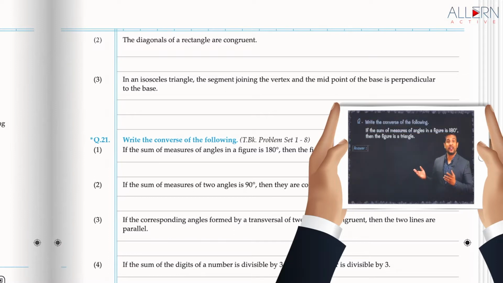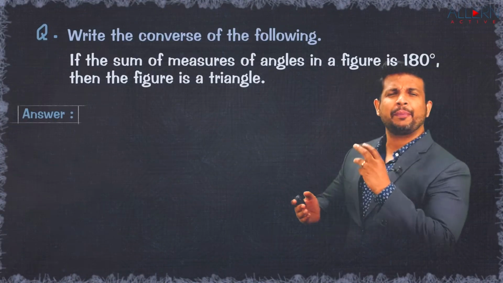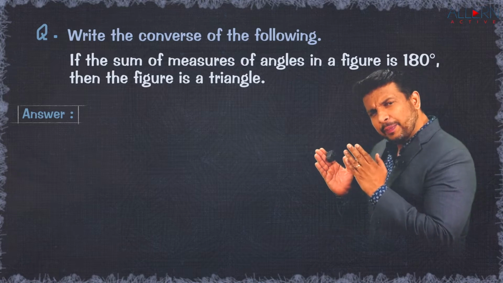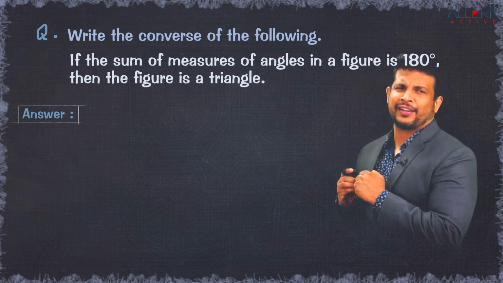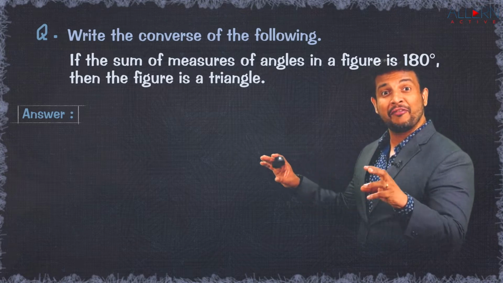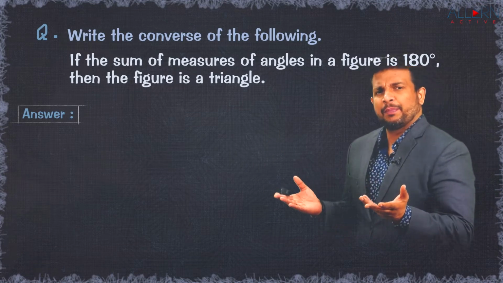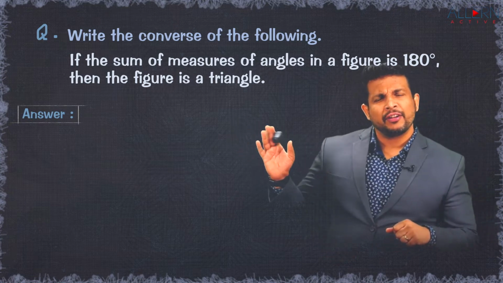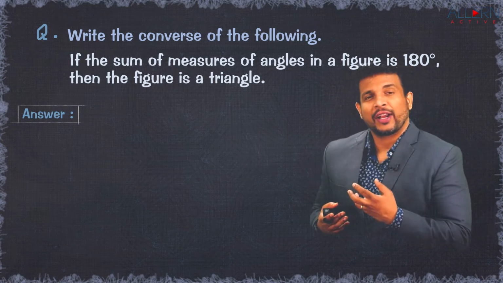Hey, this is so easy. We are supposed to write the converse of the given statement. Now, when we look at this statement very clearly, one thing we understand is that it's already in the conditional form. It is in the if-then format, isn't it? Very simple. So when it is in the if-then format, it makes our job very easy to write the converse.